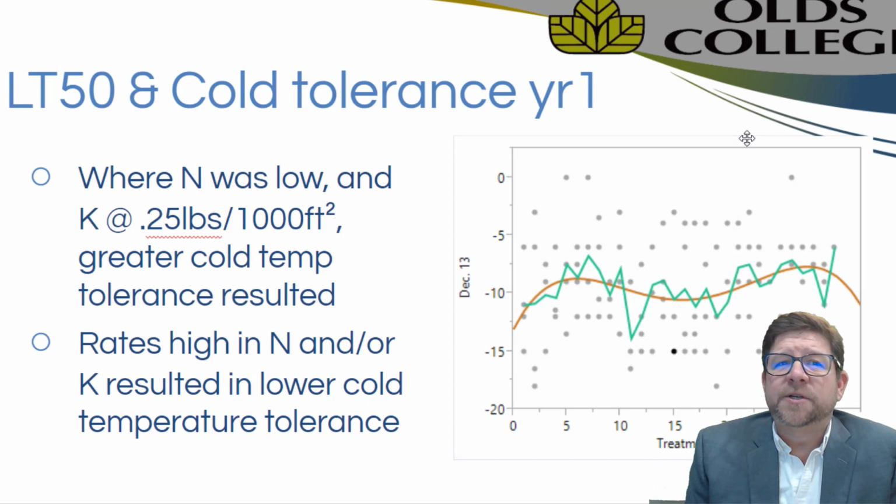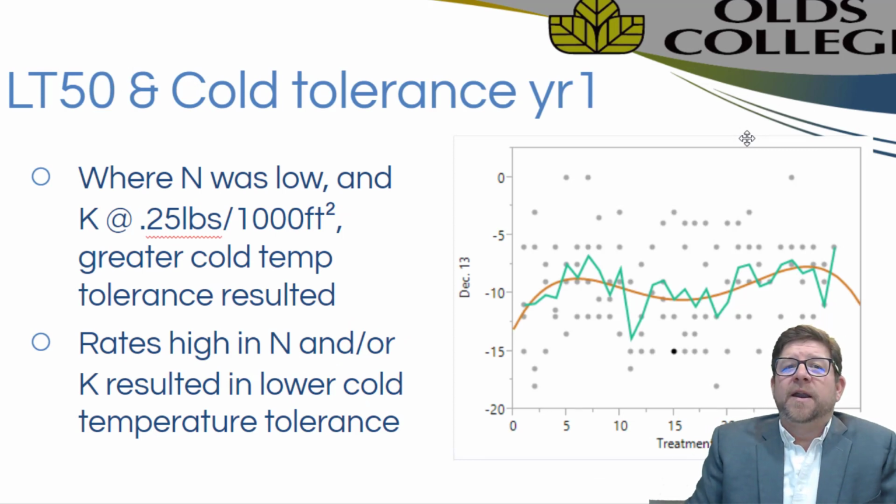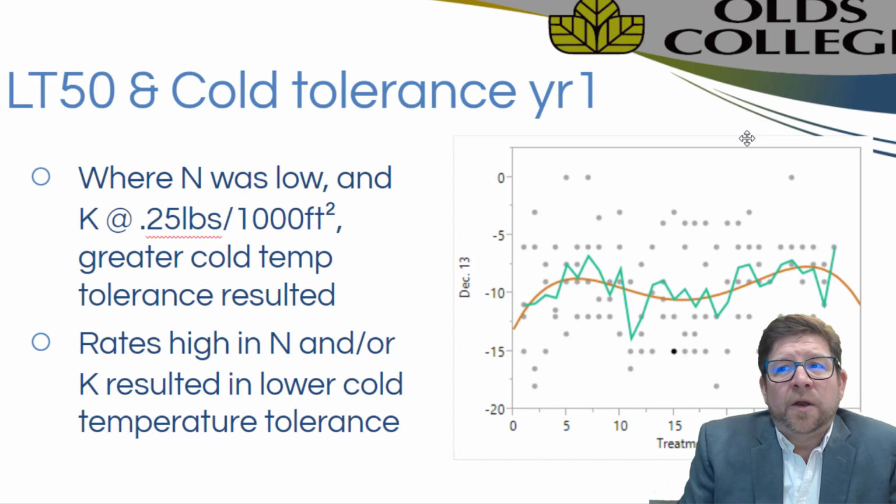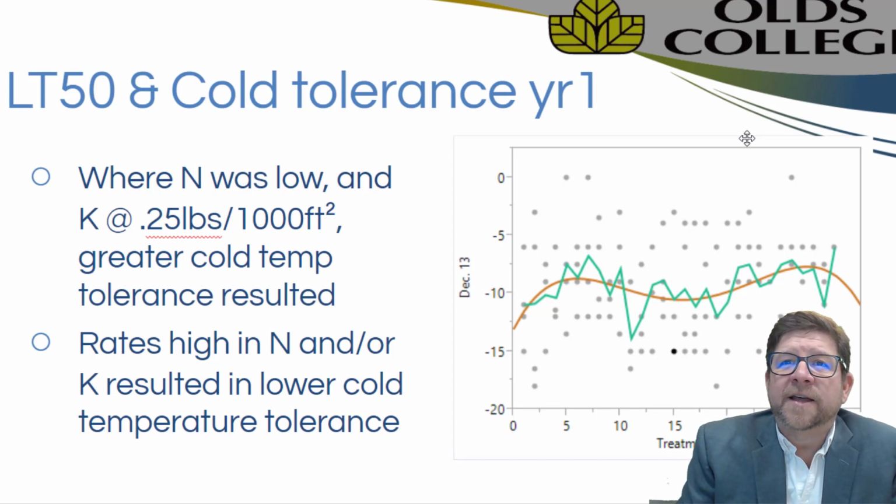In looking at cold temperature tolerance, we found where nitrogen was low and potassium was at the low rate at 0.25, greater cold temperature tolerance resulted. So not to dwell on it too much, low rate of N was a quarter pound, and low rate of K was a quarter pound. They're balanced 1 to 1. And I think that's the important message to remember here.